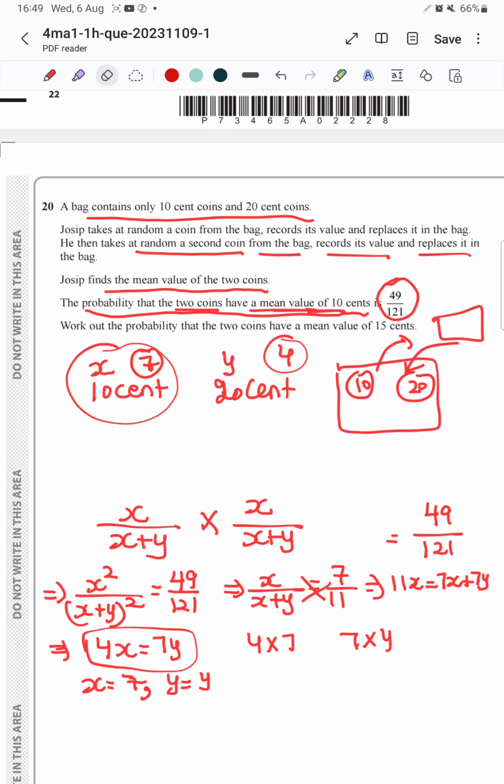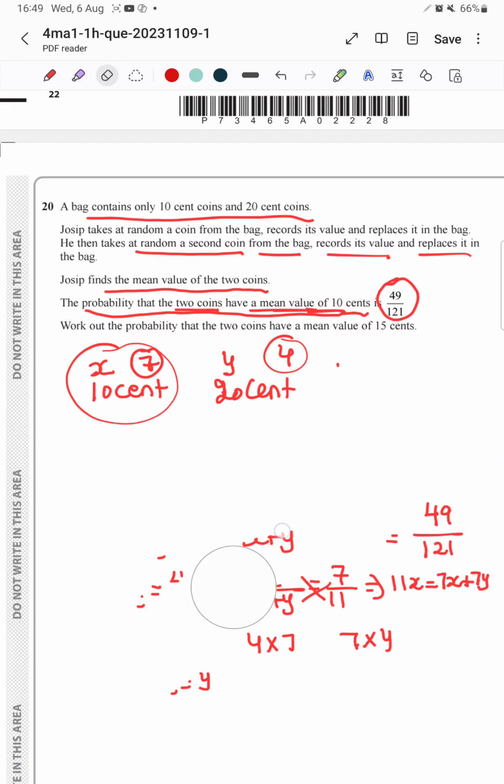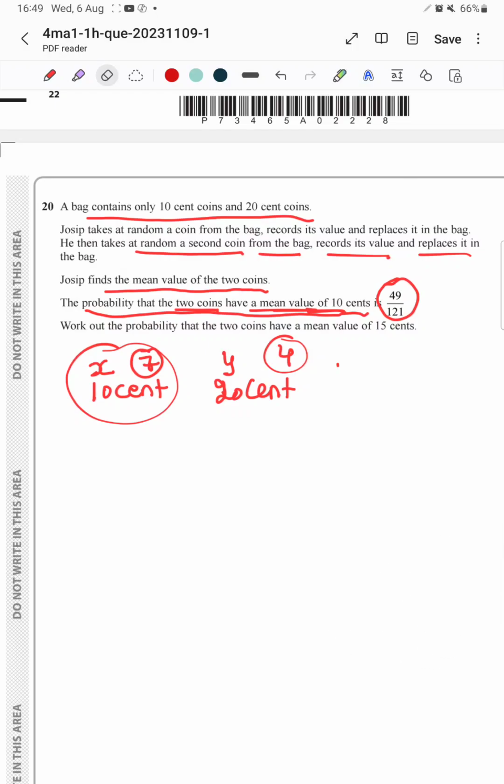Now the next part starts, and the next part says: work out the probability that the two coins have a mean of 15 cents. And if you remember, a mean of 15 cents comes up when we are taking one 10-cent coin and another 20-cent coin. Correct? So now there are two possibilities.